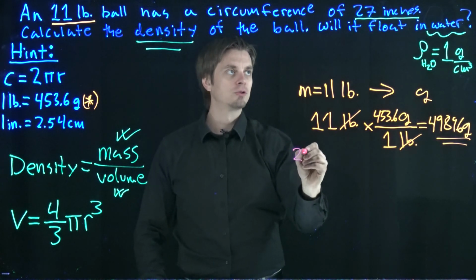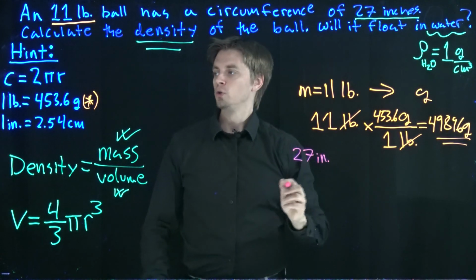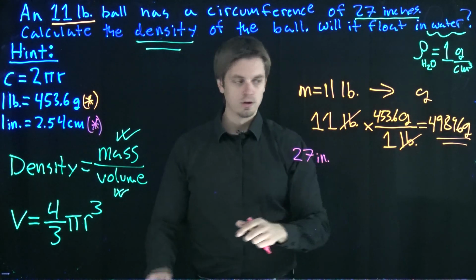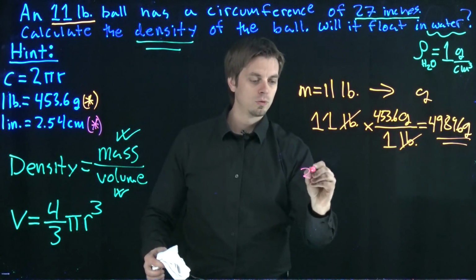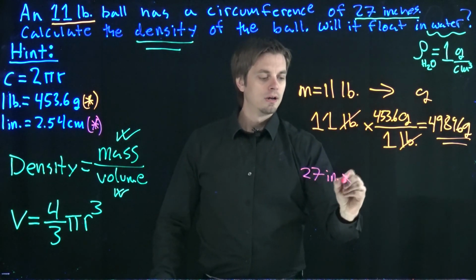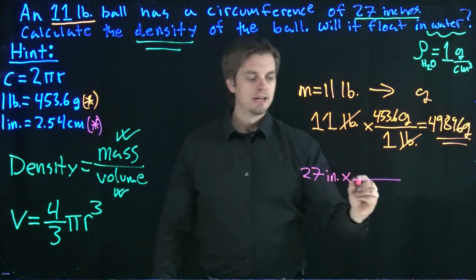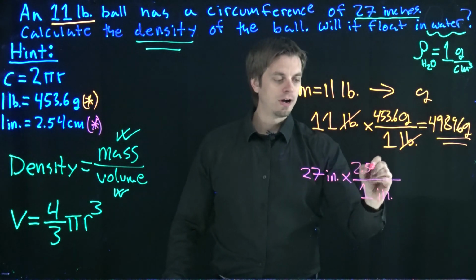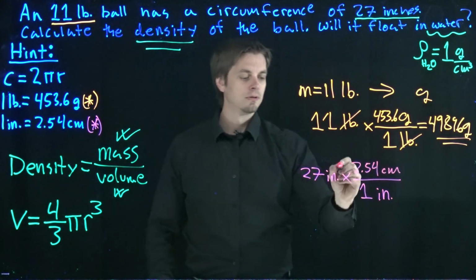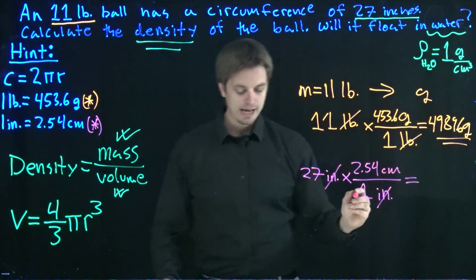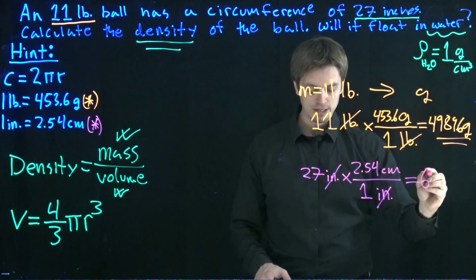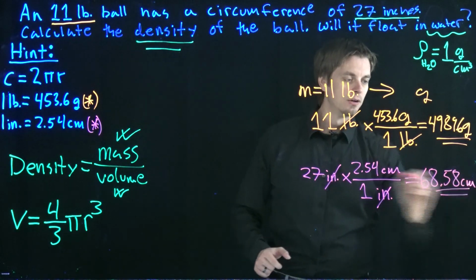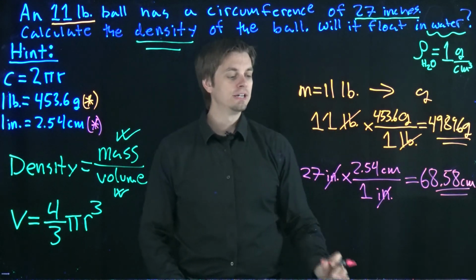Well, we're told that we have 27 inches. We have another conversion factor right here that tells us that for every 1 inch, there are 2.54 centimeters. Inches will then cancel out, and if we plug this in the calculator, you should get a value of about 68.58 centimeters. Again, not rounding this, waiting till the very end to do so.